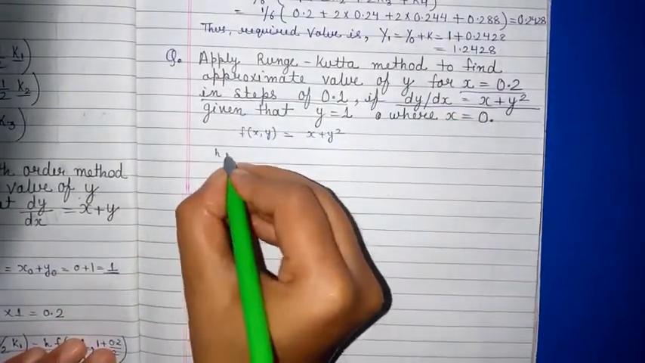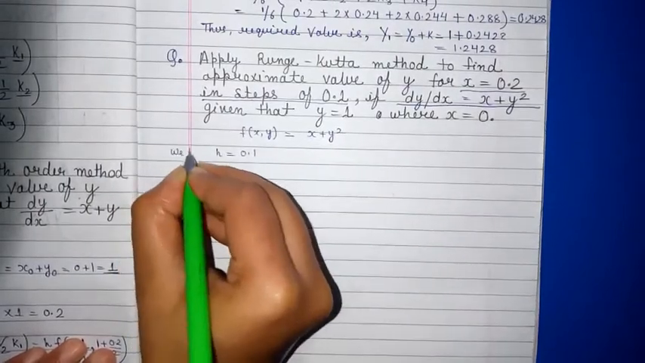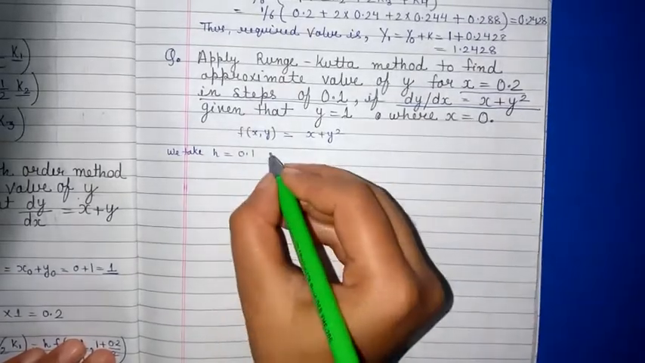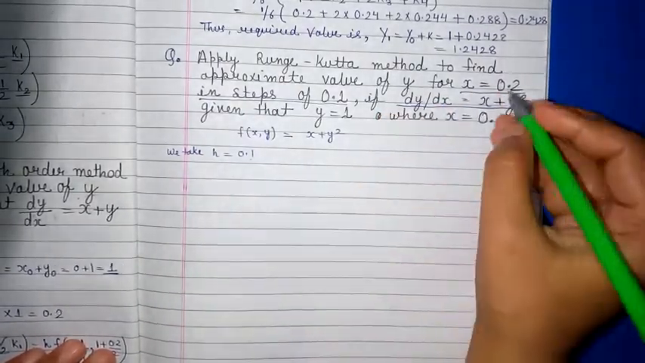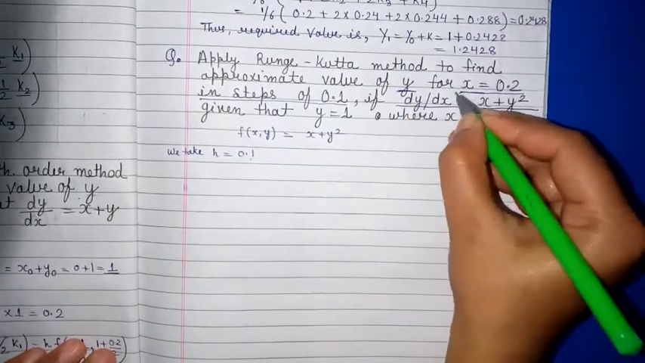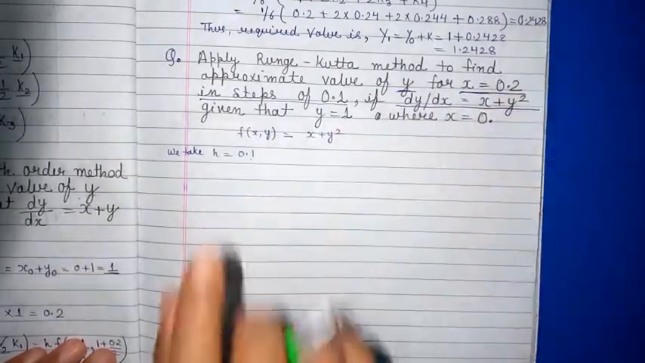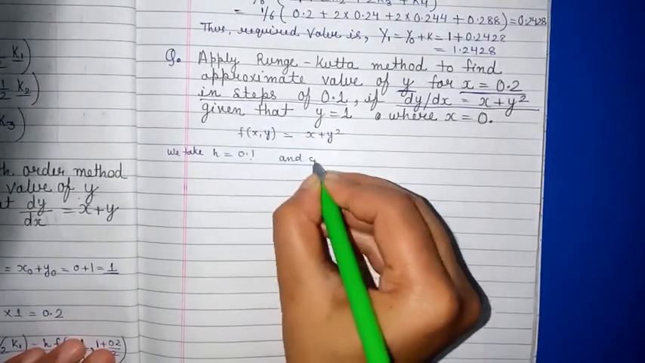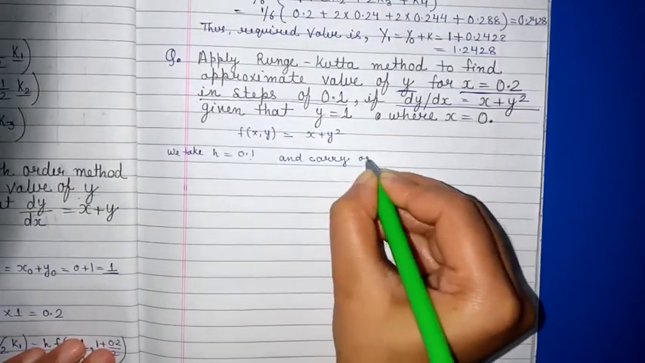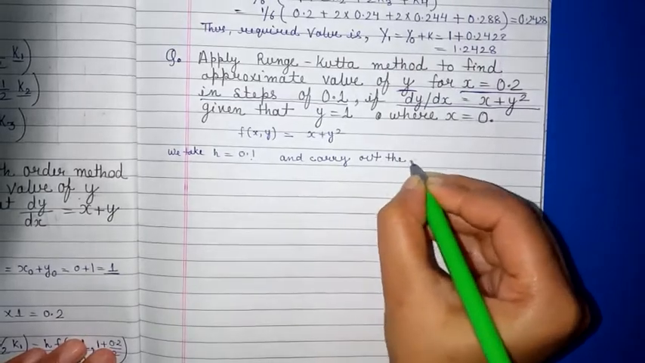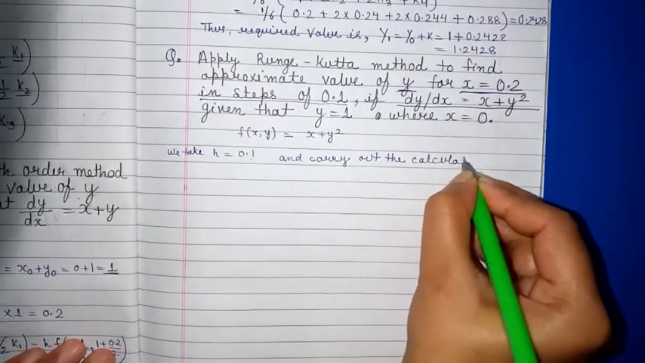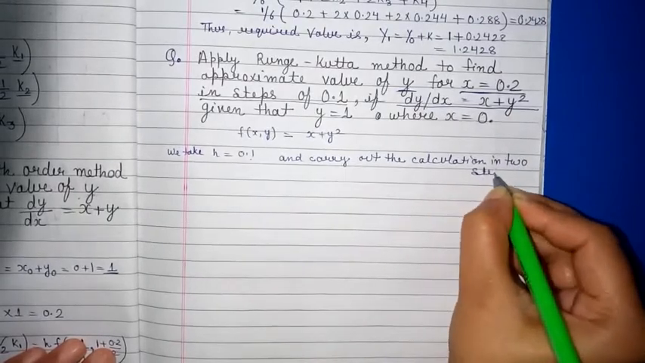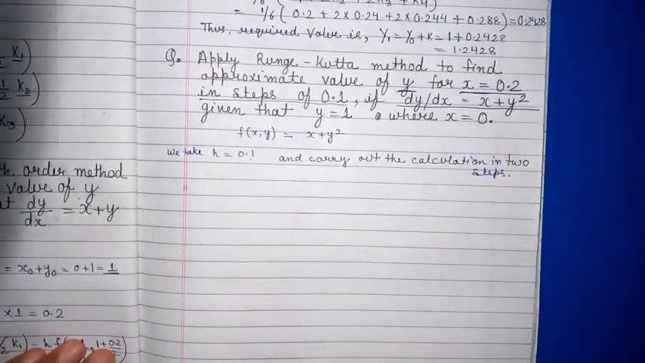Now here first we take h equal to 0.1. Why do we take 0.1? Because we have to find the value of y at x equal to 0.2, but we take h equal to 0.1 because we have to carry out the calculation in two steps. Therefore I am taking h equal to 0.1.